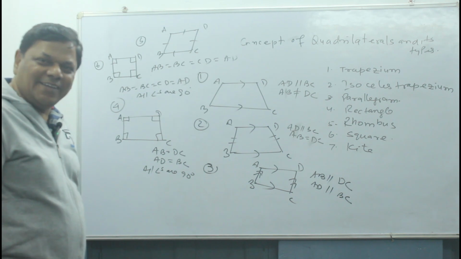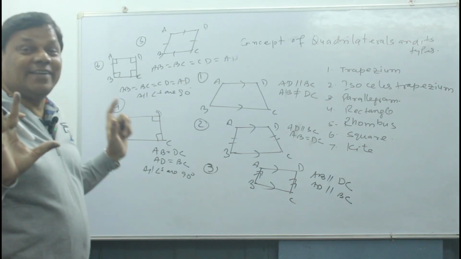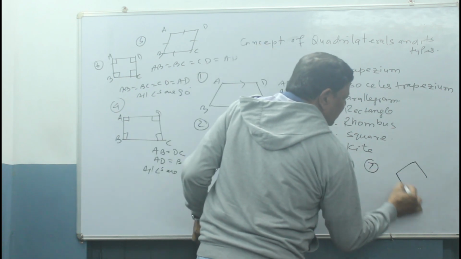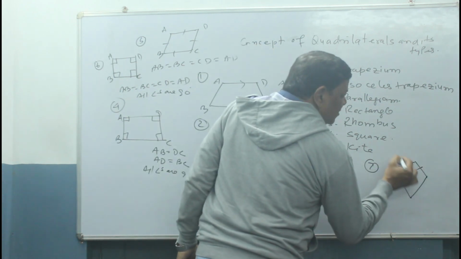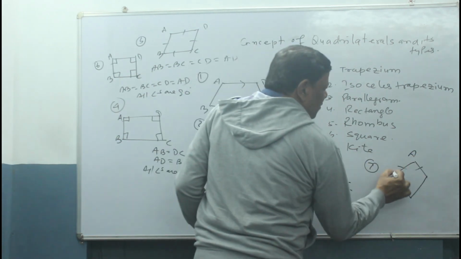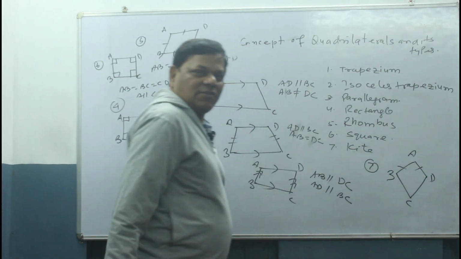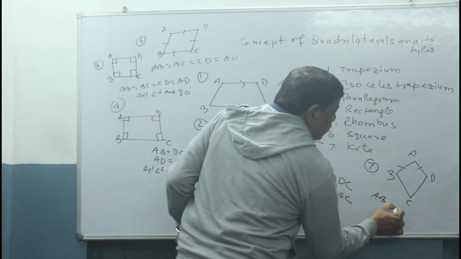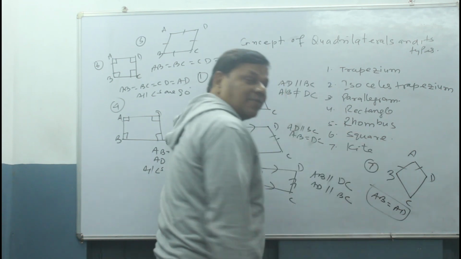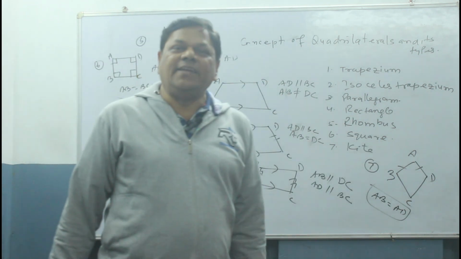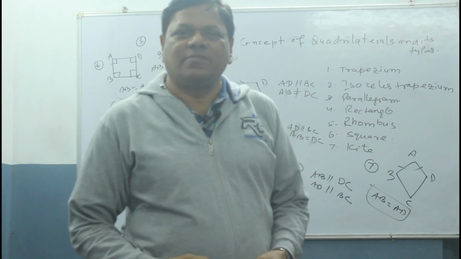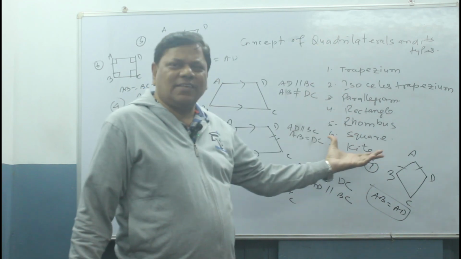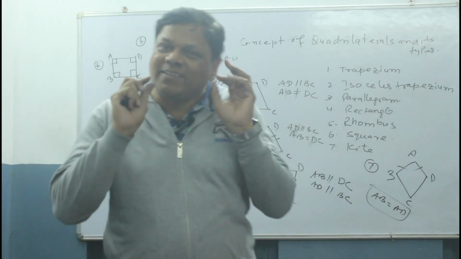Difference understood, children? Now the last thing I want to explain, that is kite. What is the kite? Number 7 I want to explain here. This is the kite. Looks like a kite. Here the main thing is A, B, C, D. Okay, kite. What is the main thing here? AB equal to AD, meaning one pair of sides should be equal. Then it is said to be a kite. Understood, children? This one clear? So these 7 things in a very brief way I have explained to you.